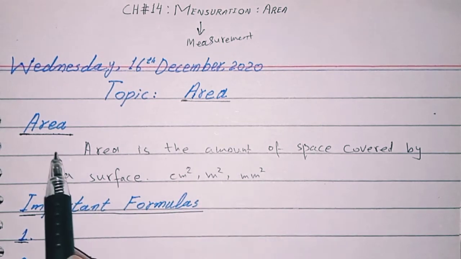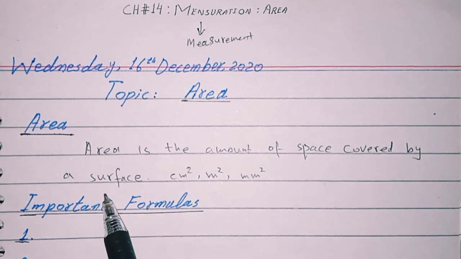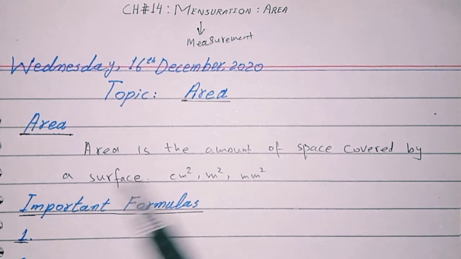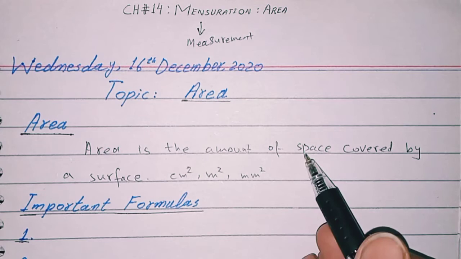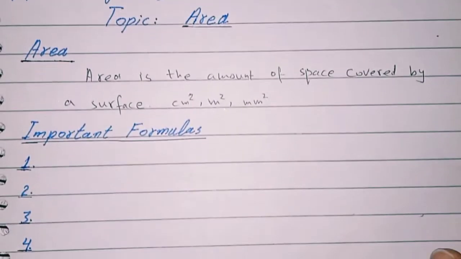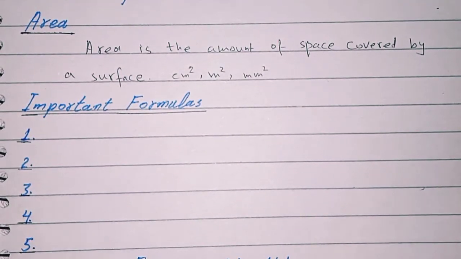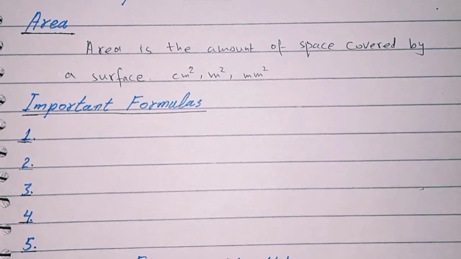So simply, what is area? Area is the amount of space covered by a surface. Any surface that covers space, that will be area. To find area and some other important dimensions like perimeter, there are 5 formulas.